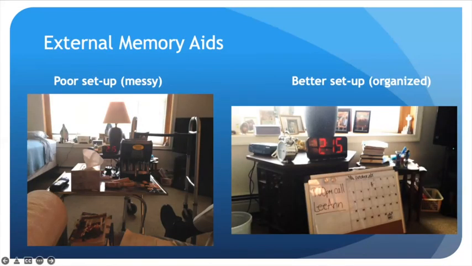All right, here are some examples of external memory aids. So here, the clock is kind of where he can't see it, so it's not really doing a very good job of orienting him. So it's out of view, and the table's a little bit messy. And here we've got a better setup. You can't really see it from the picture, but he could see the clock much more easily. And you can also see this reminder to call Leanne at 1 p.m. You can also see his calendar. So it's a much better setup, much easier to see.